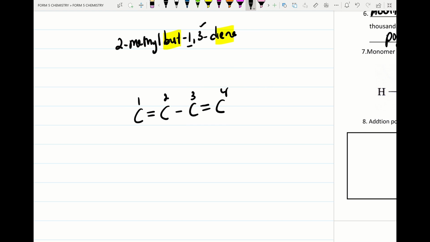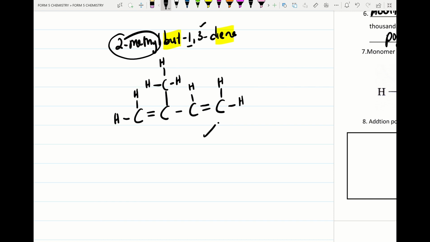So here is another double bond. Alright, so at carbon number 2, we have a branch. We put 1 branch, CH3, methyl. Each carbon must have 4 bonds, so I put here a hydrogen atom, hydrogen atom, and here a hydrogen atom. This is the structural formula of the monomer of natural rubber.